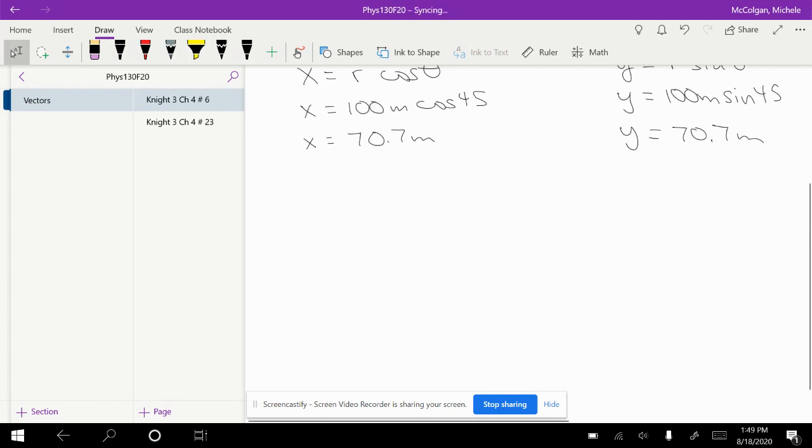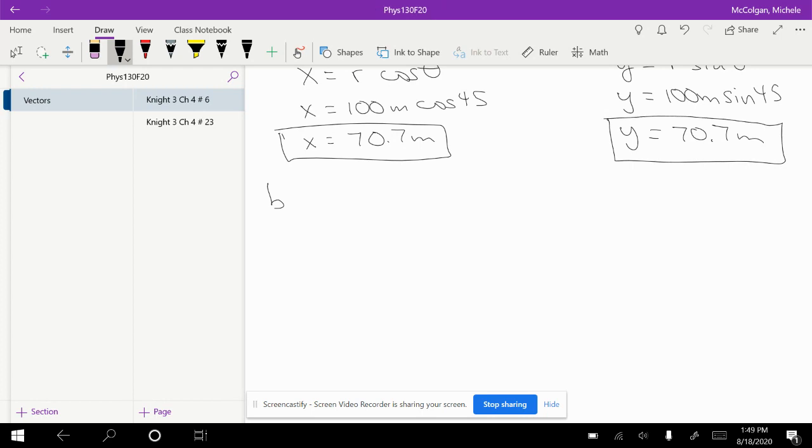We're going to move on to B. And by the way, I want to box my answers here, practicing our problem solving strategy. So for B, my given is that the velocity is equal to 300 meters per second and theta is equal to 20 degrees. My finds: I'm trying to find Vx and Vy, so the x and y components of the velocity.